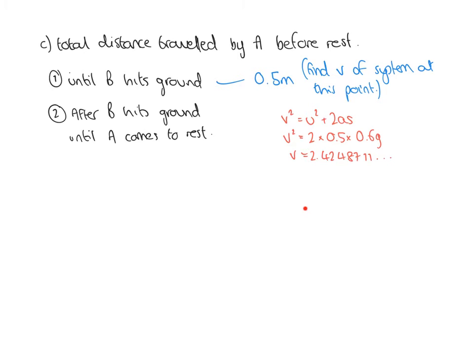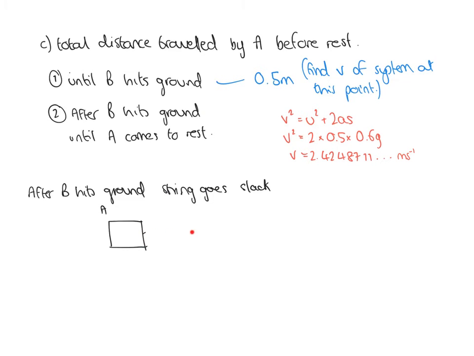So we know the velocity that the system was travelling at when B hits the ground was 2.42 meters per second. So after B hits the ground, the string goes slack, i.e., so let's see what that looks like. So originally this was being pulled along, then B hit the ground, so then the string goes slack. So there's no longer a tension in here, the only force is the frictional force on A.